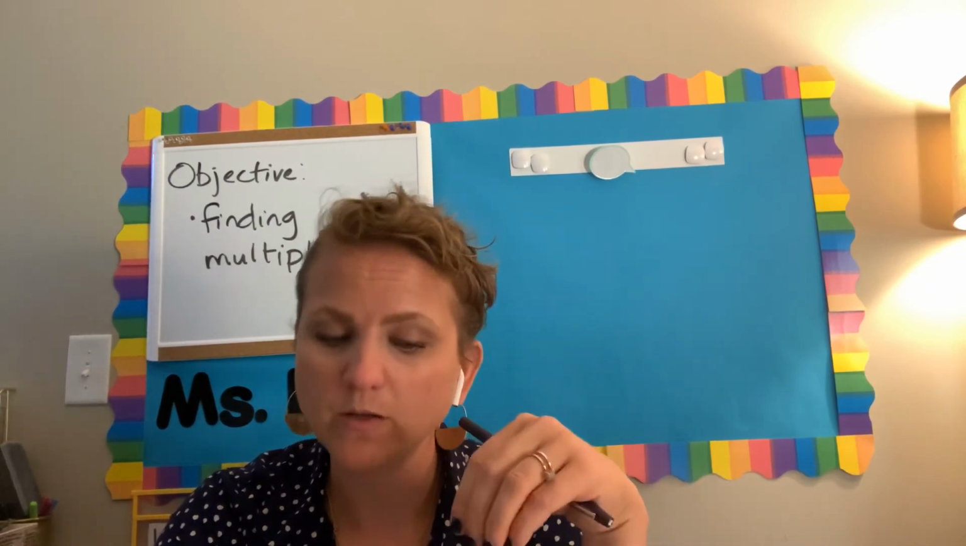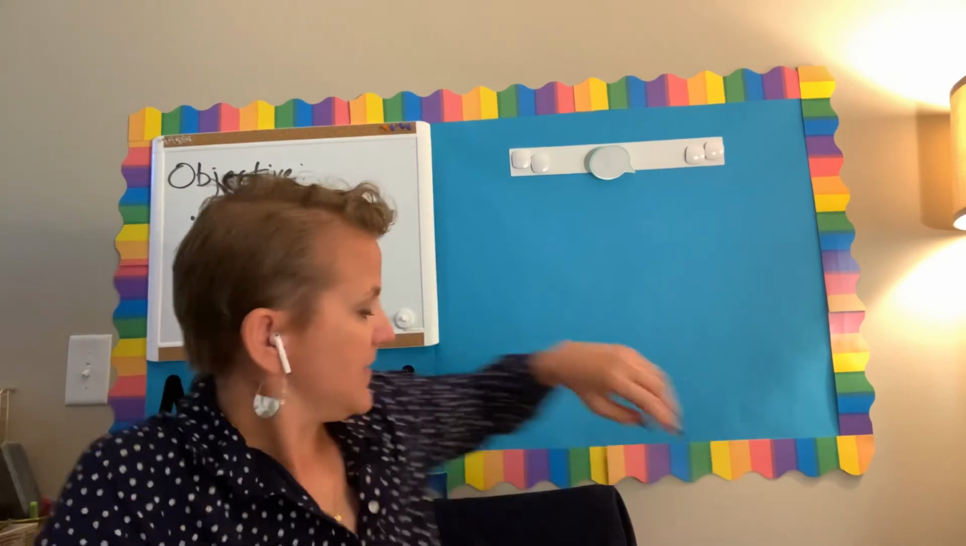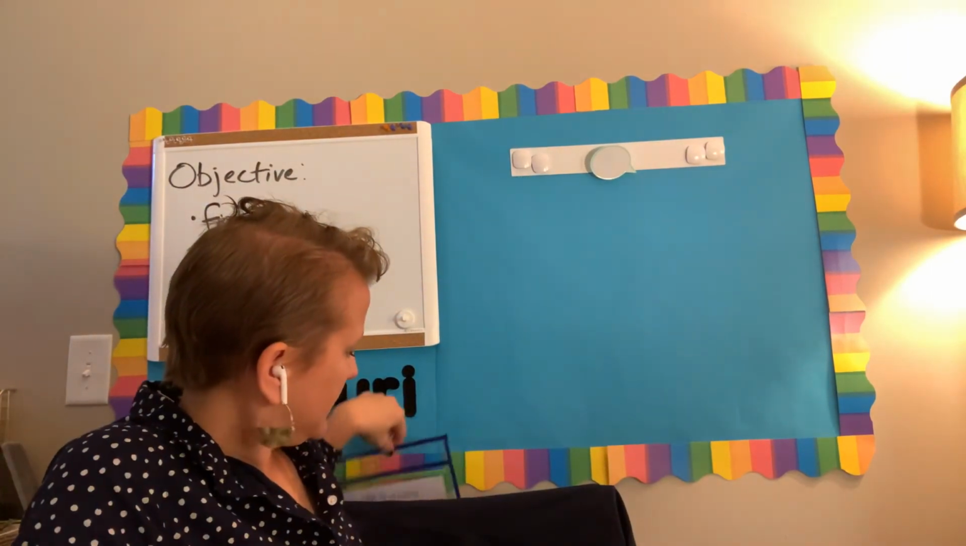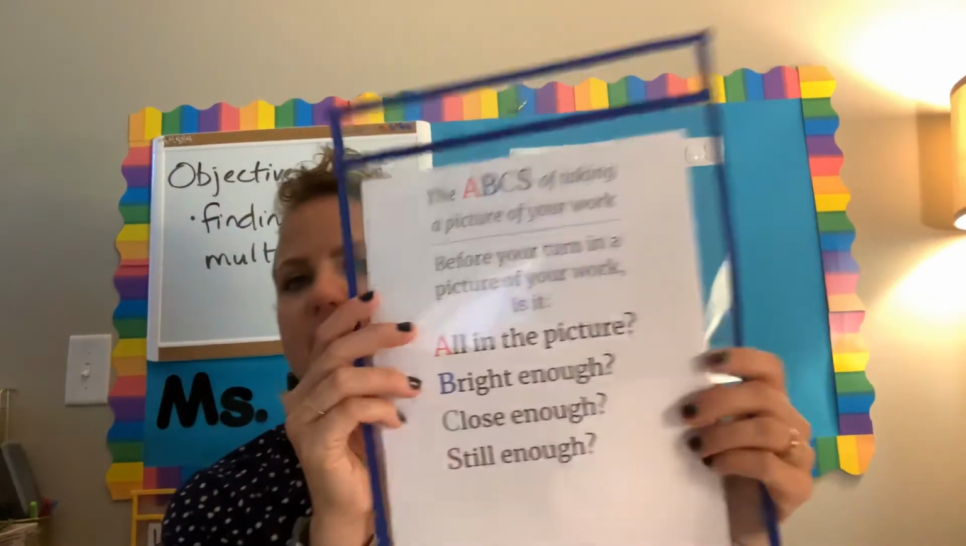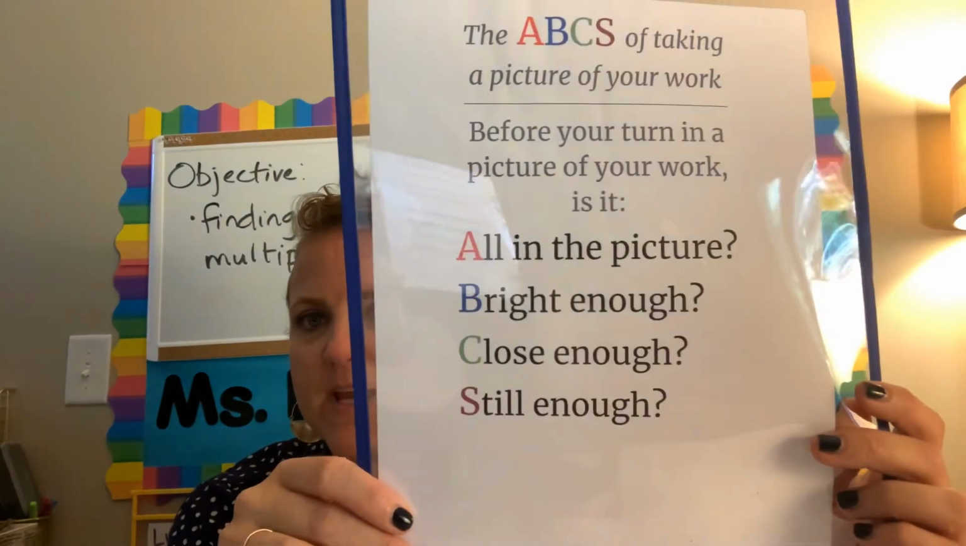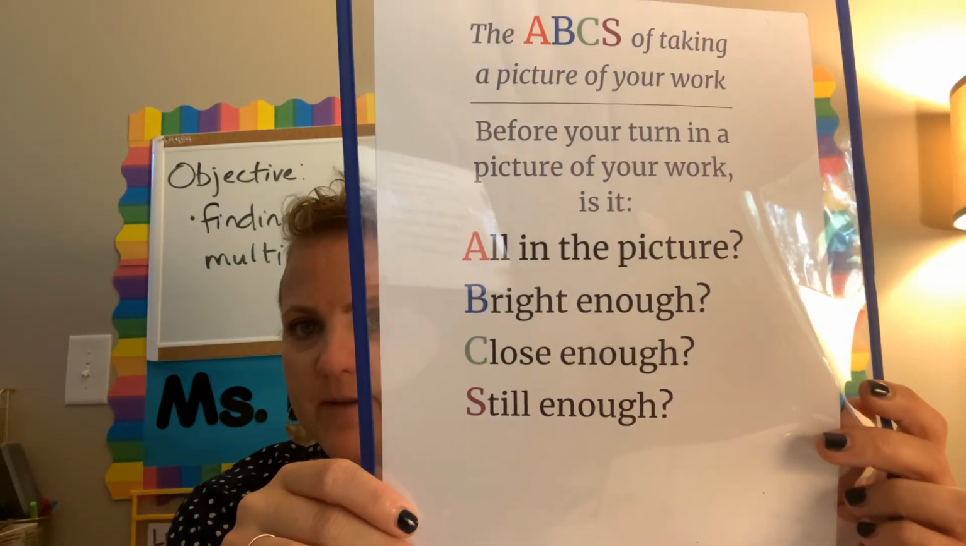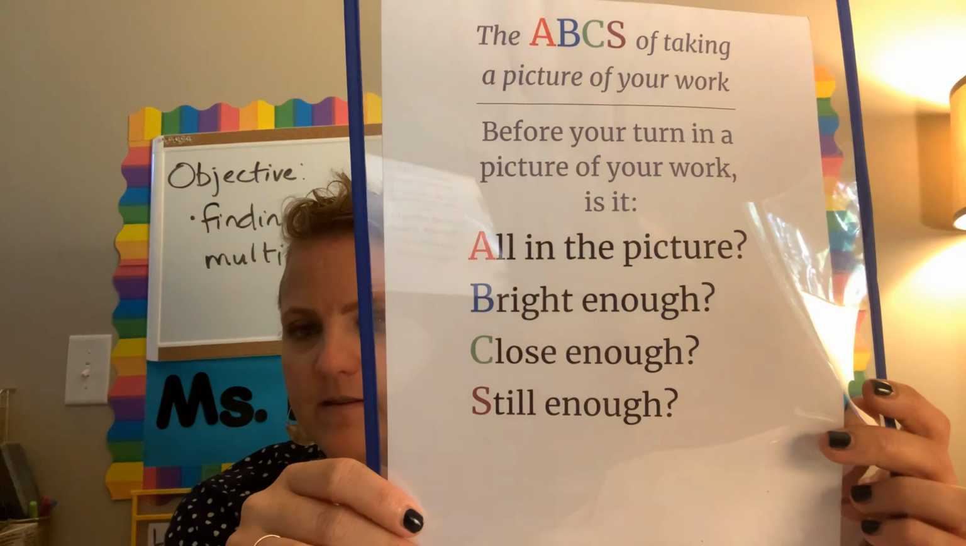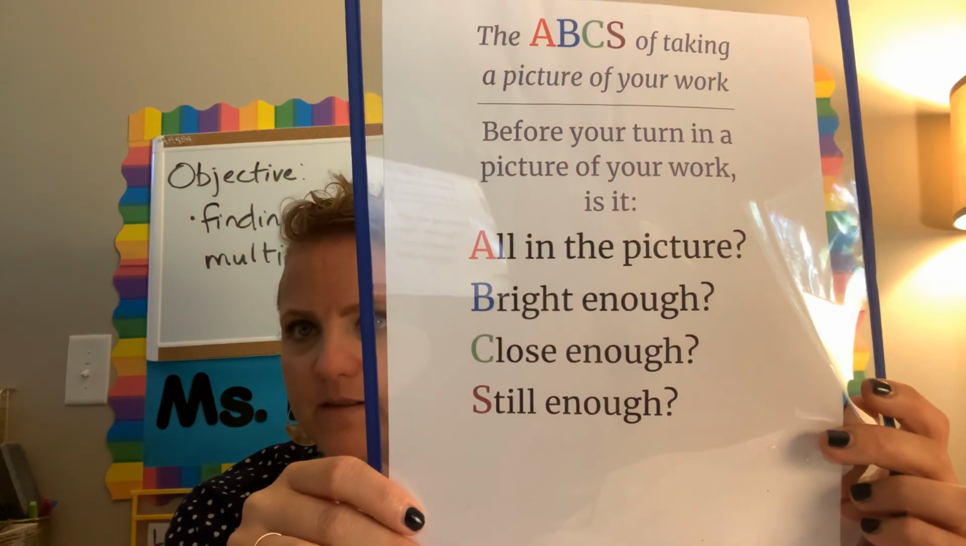Once you have done the practice and you feel confident, then you're going to move on to the homework, which will also be attached. When you're done with that homework, which you're going to do on a separate piece of paper, you're going to, again, take a picture and submit it. Remember your ABCs. Is it all in the picture? Is it bright enough, close enough, and still enough?